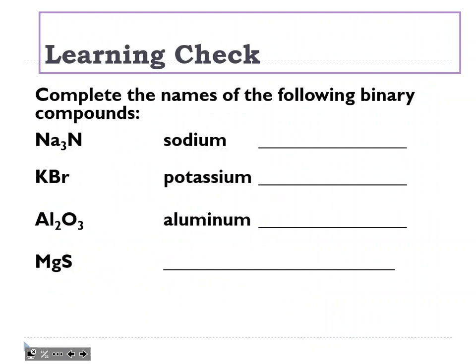Now for naming, complete the names of the following binary ionic compounds. If I have Na3N, it's sodium what? Nitride. The nitrogen changes to nitride. Good. How about KBr? K is potassium, so we don't change that, but Br is not bromine anymore, it's bromide. Very good. And we just did this one, aluminum oxide.